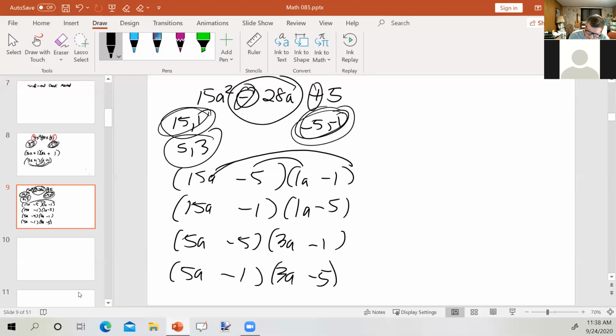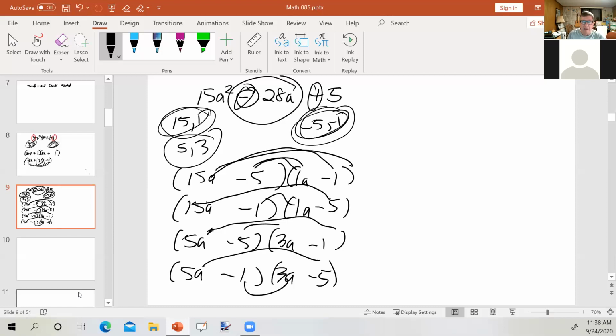This would be -15a -5a, that's -20a, that's not correct. This would be -75a -1a, that's -76a, that's not correct. This would be -5, oops, I won't work there, -5a -15a, which would be -20a. And this would be -25a -3a, -28a. So there it is, there's the correct one.